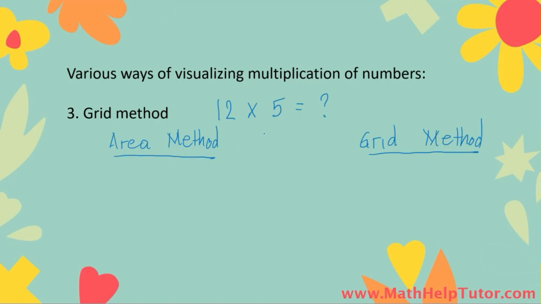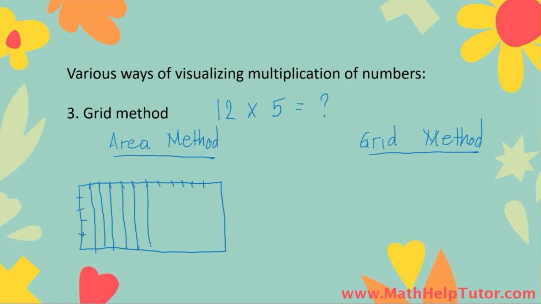So solving 12 times 5 using the area method, first what we have to do is draw a rectangle, and that rectangle has to have a length of 12 squares and the height of 5 squares. Then we are going to draw the squares. We're just going to draw several lines across our rectangle so that we can form the squares inside our rectangle. So here we have a rectangle which is 12 squares long and 5 squares high.